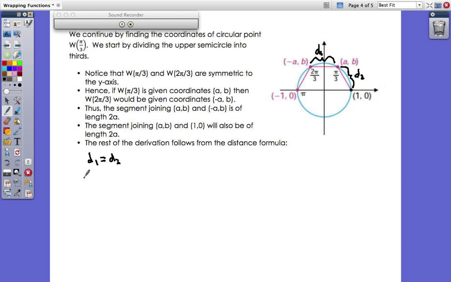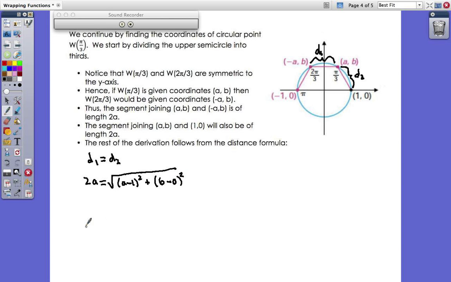D1 I know to be 2a. You can just see that because we're moving horizontally from negative a to positive a. D2, meanwhile, will have a distance that I can describe with the distance formula. So it'll be the square root of the difference in the x-coordinates squared plus the difference in the y-coordinates squared. So that would look like this: a minus 1 squared plus b minus 0 squared.